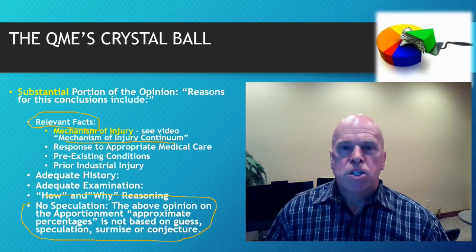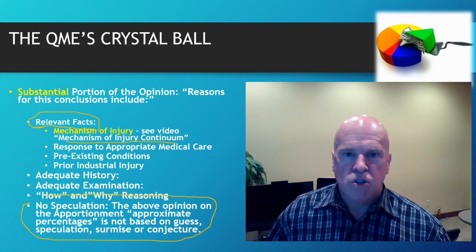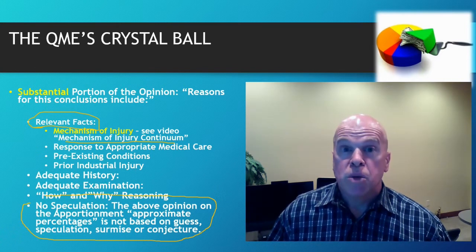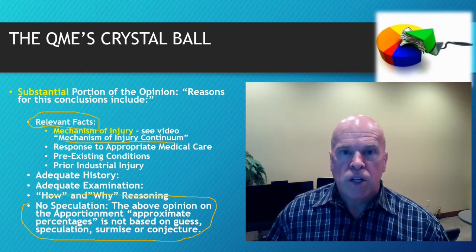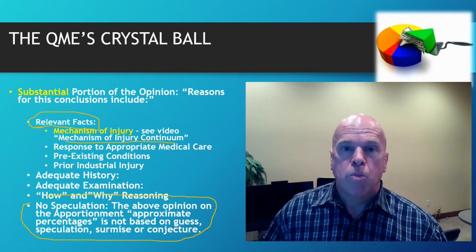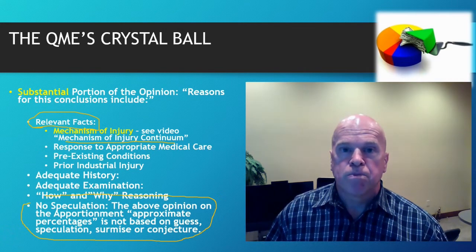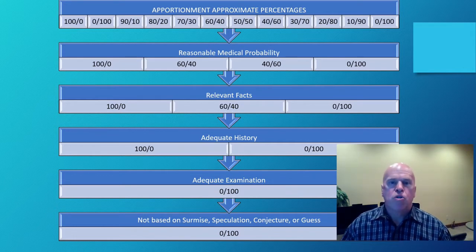Okay? So let's put this into a practical application as we bring this discussion to a close. Let me share with you an exercise that you can use in each and every evaluation to help you arrive at true and accurate apportionment approximate percentages. Okay, so what we have here is an apportionment check sheet, and this is a check sheet that you can use to qualify your apportionment approximate percentages as substantial medical evidence.